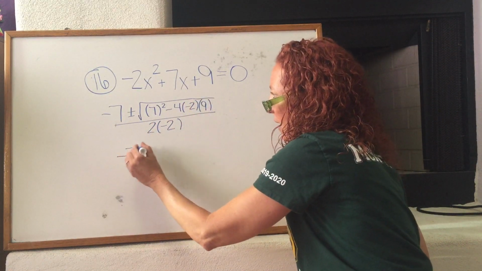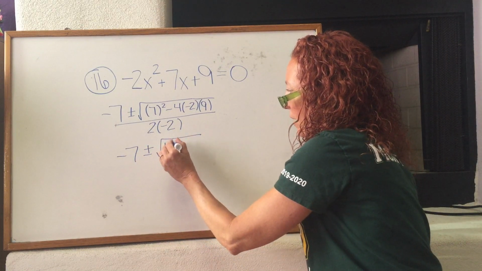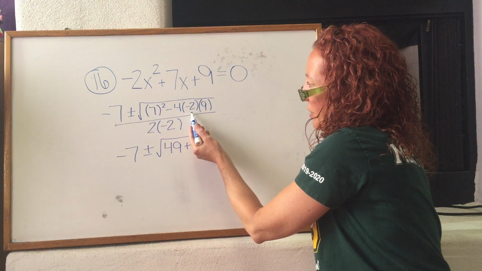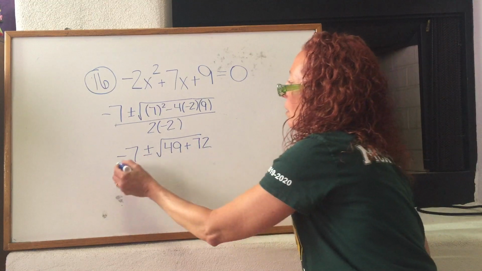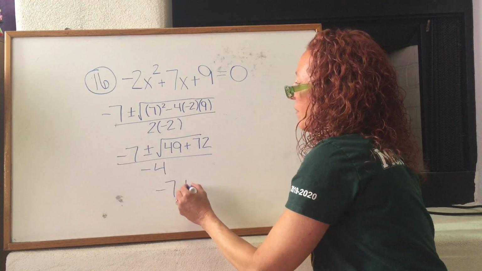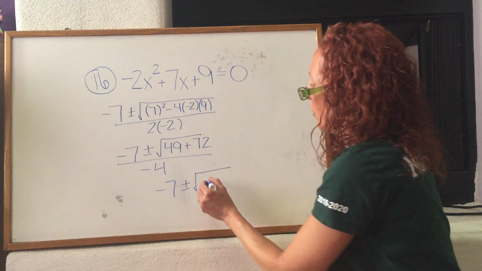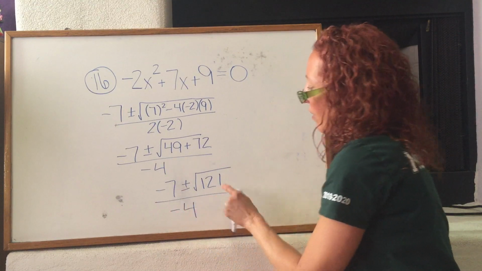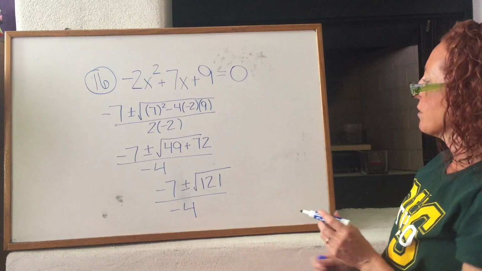And so we have negative 7 plus or minus the square root of 49 plus negative 4 times negative 2 is a positive 8. 8 times 9 is 72, all over negative 4. So we have negative 7 plus or minus the square root of 121, all over negative 4. This is a perfect square. So 11 times 11 is 121.